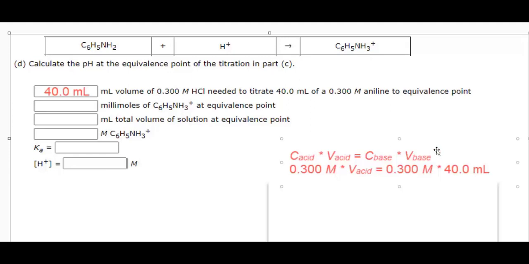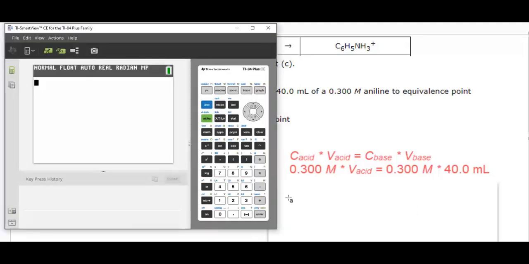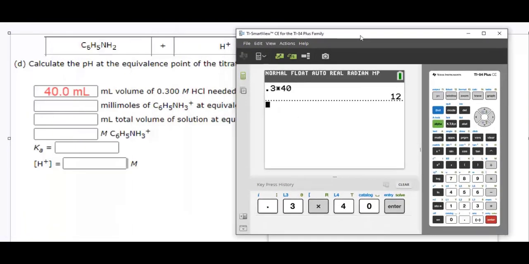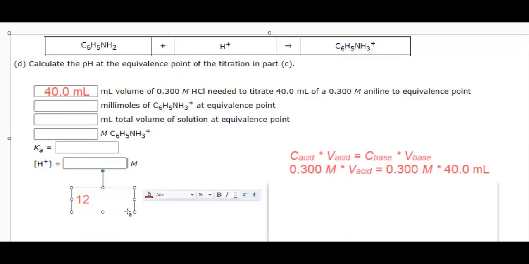Well, that's going to be easy. It's going to be the volume of the base times that concentration. So I'll just pull up my calculator. All I've got to do is say, okay, we had 0.3 molar and we had 40 mLs of it. I'll just type in the 40 and get our answer. And we have 12 millimoles, 12 thousandths of a mole. 12.0. That's much nicer than having to write 12 times 10 to the negative 3 or 1.2 times 10 to the negative 2. The next thing that they want is the volume of solution at the equivalence point.